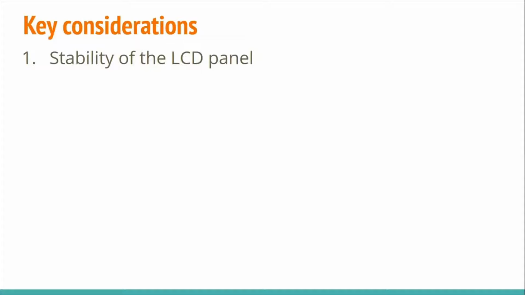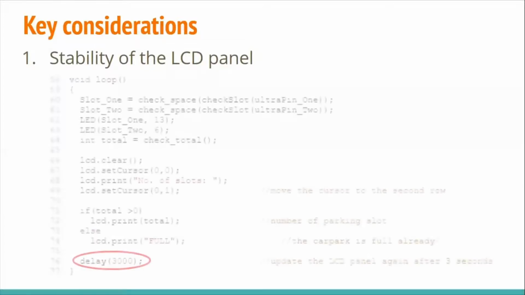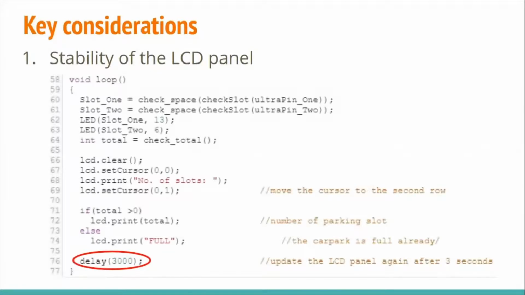Firstly, we consider the stability of the LCD panel. In order to have a stable display on the panel, we set a delay time of 3 seconds in the function called loop, so that the LCD panel can update the information every 3 seconds and have a stabilized display.